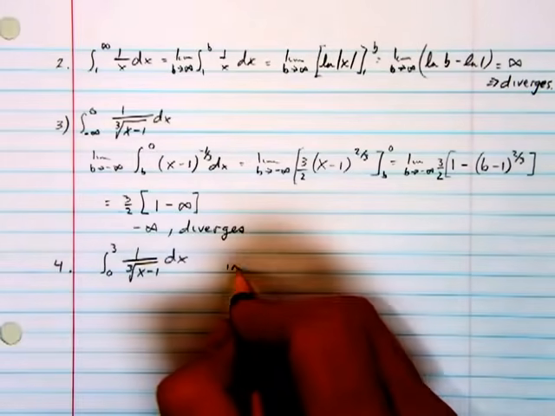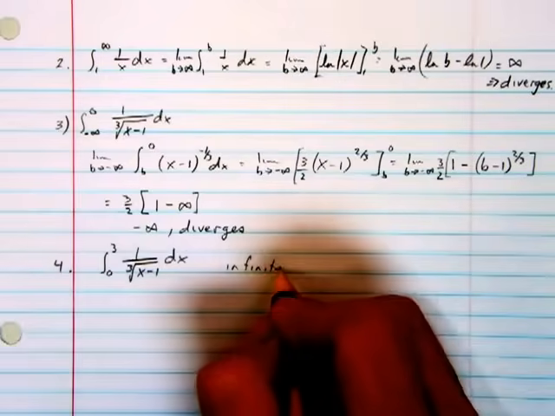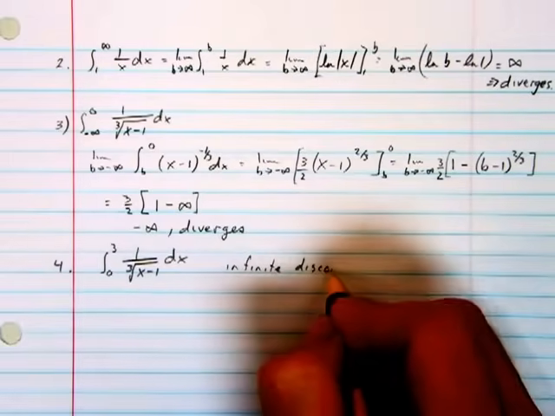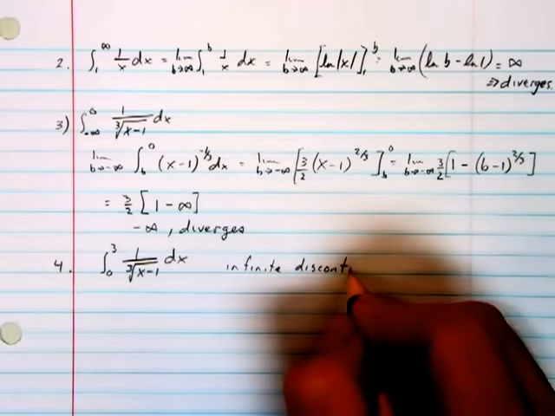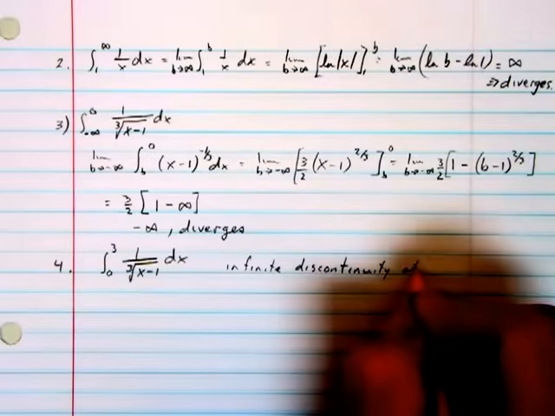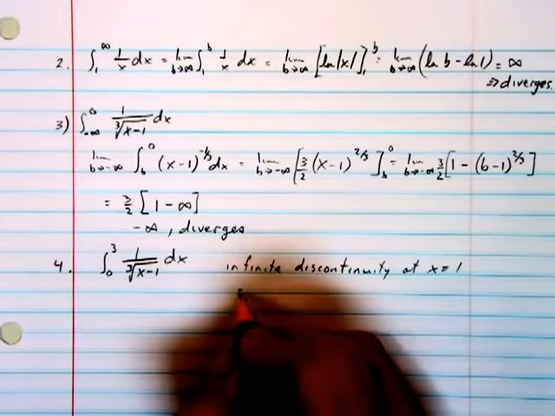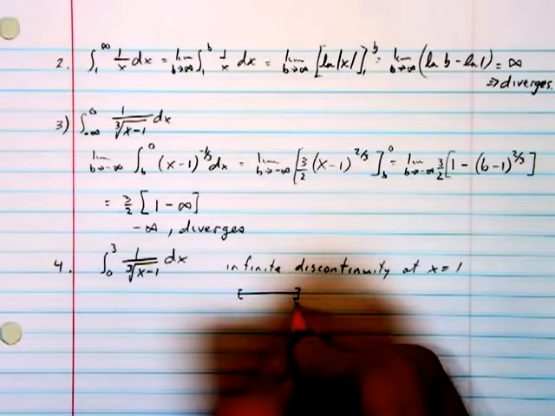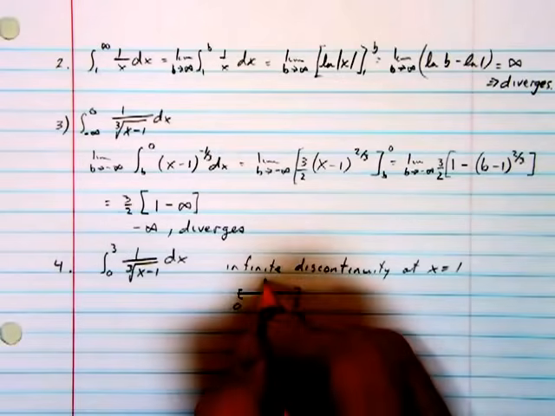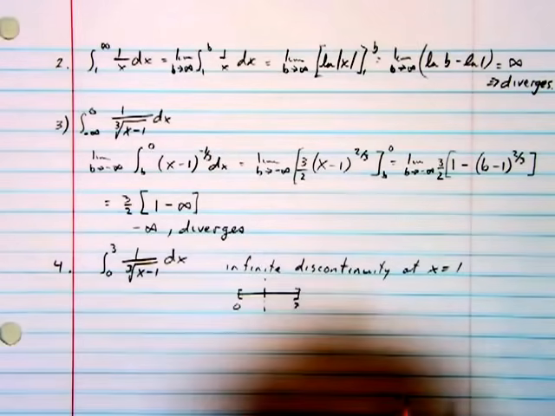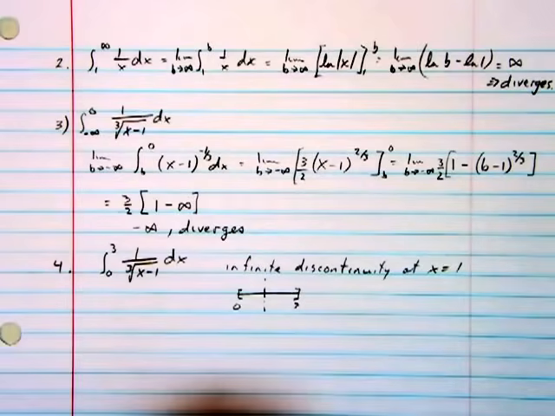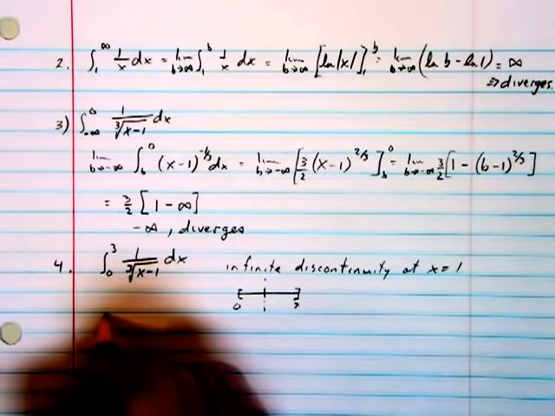So this time we have an infinite discontinuity at x equals 1. So if we're looking at our interval, we have this closed interval from 0 to 3, but at 1 there's a problem. So that means we're going to have to set this up in 2 limits.